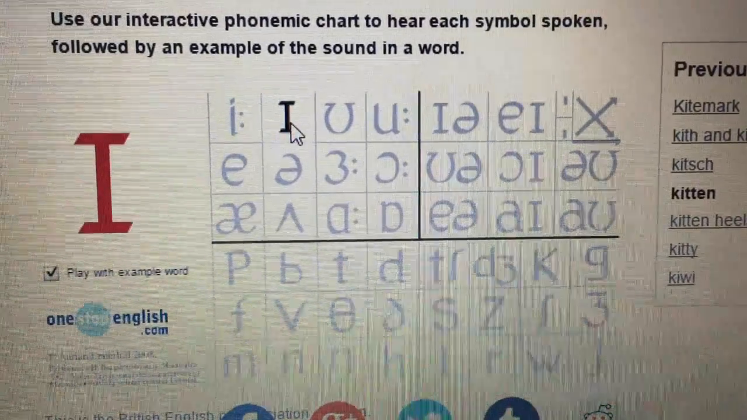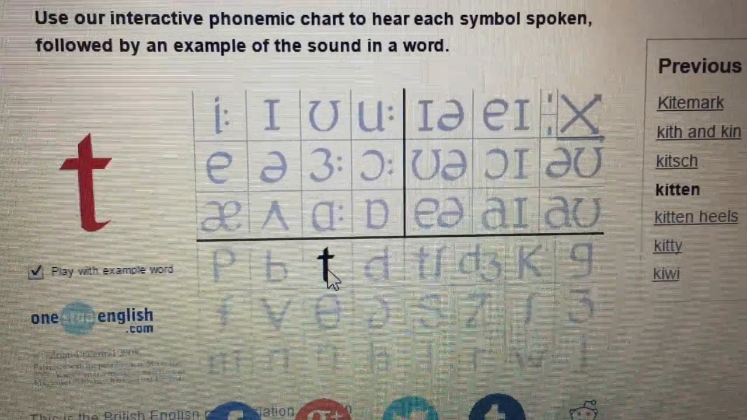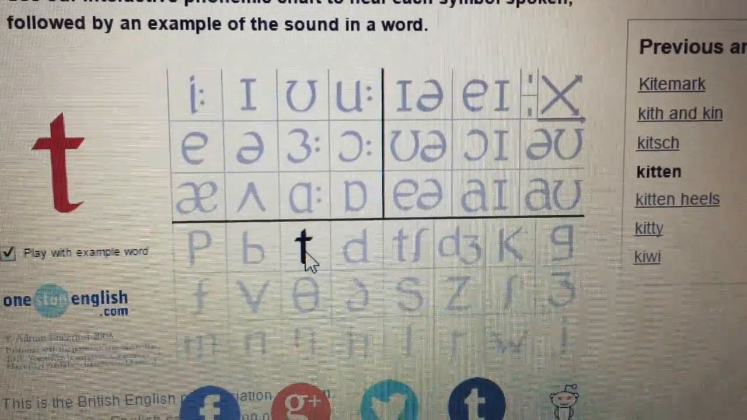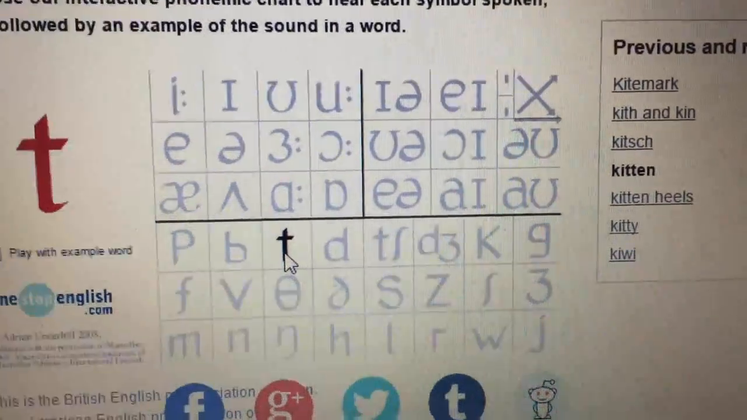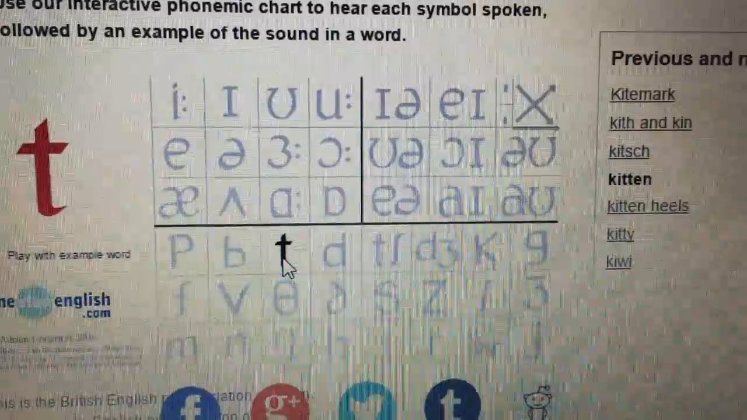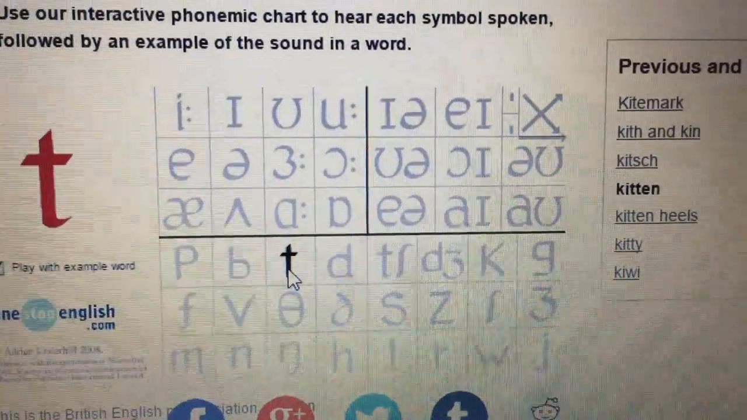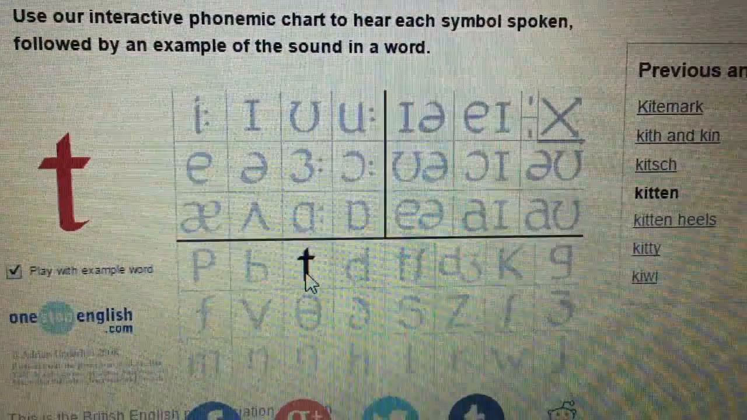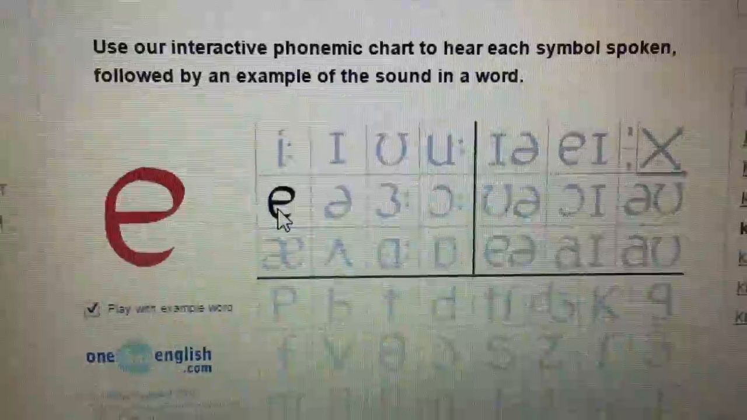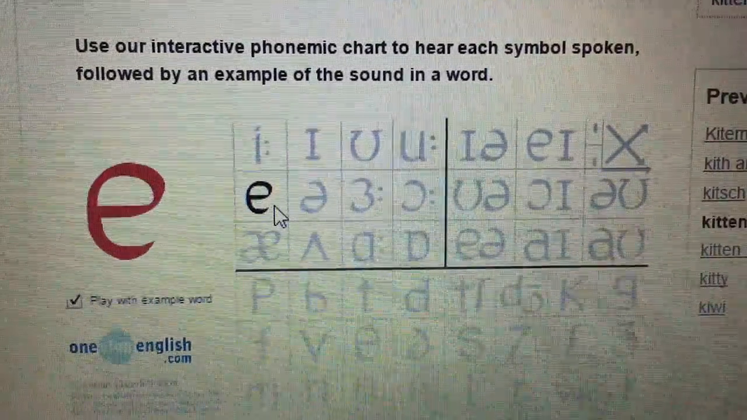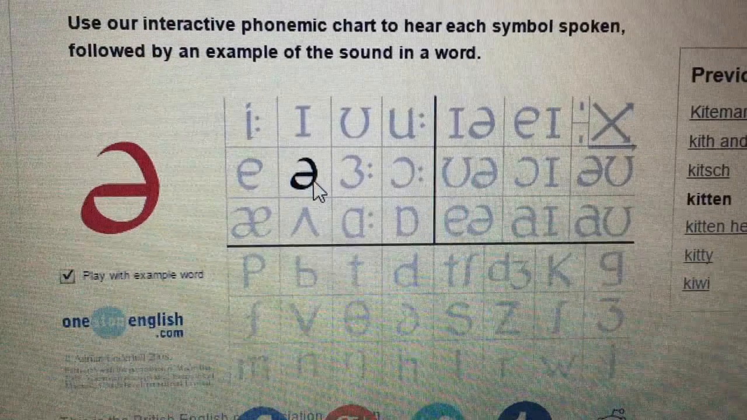Kit. Ten. And remember that may be a T, but it's really just the symbol for T. I wish really on the IPA that the symbols didn't look like the letters. It would be much easier. But that's why the monsters make it easier for the children. So let's play that.